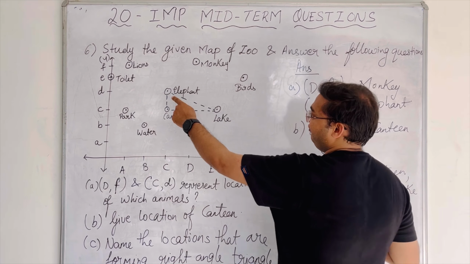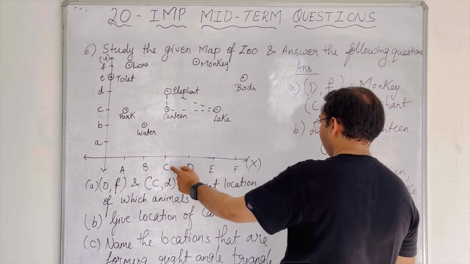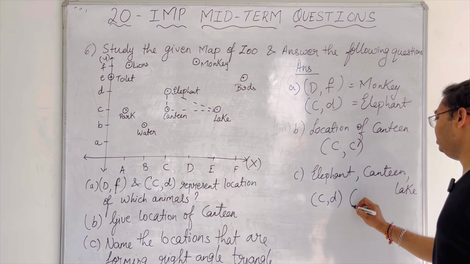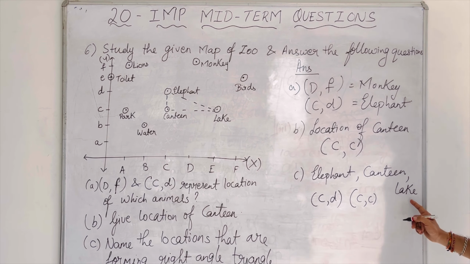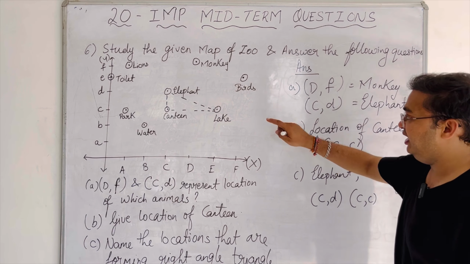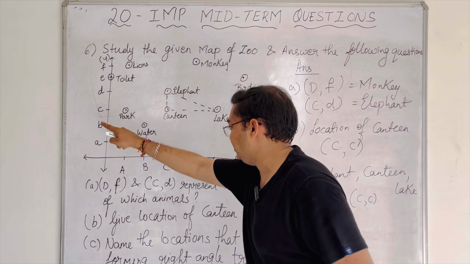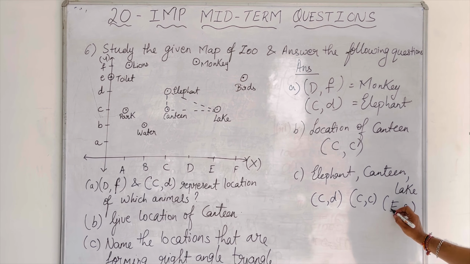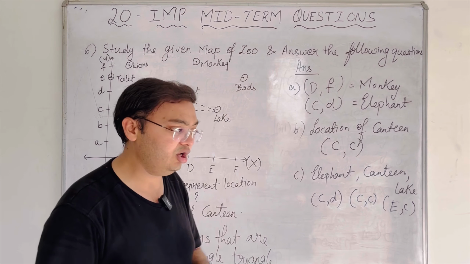You can also write it in the form of coordinates. If I talk about elephant, on the x-axis it is C, on the y-axis it is d. In the same way, canteen is C, c. If I talk about the coordinates of the lake, the lake is over here. On the x-axis it is E, and on the y-axis it is c. That means E, c. So this is the location of the lake. You can also write it with coordinates.